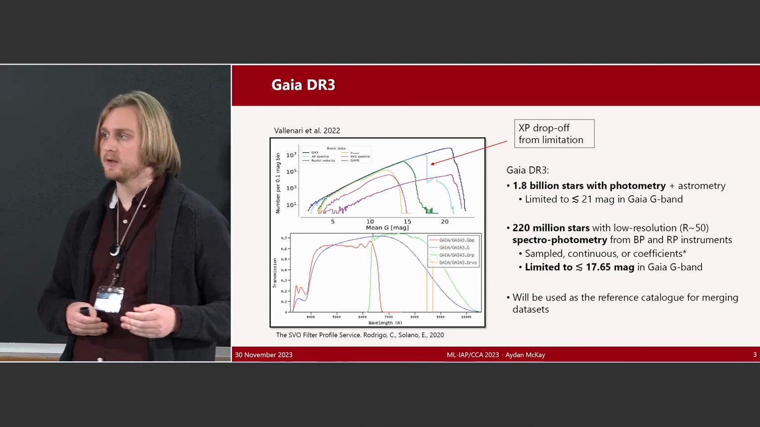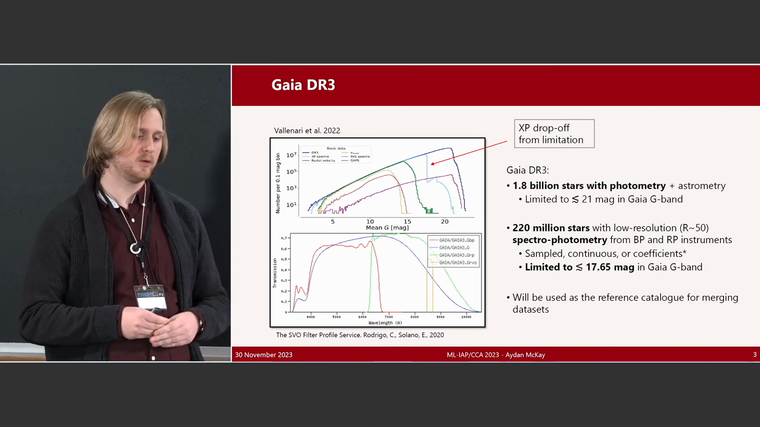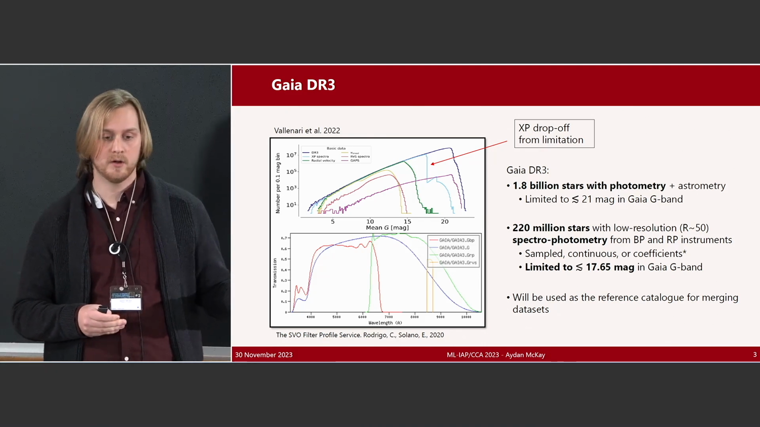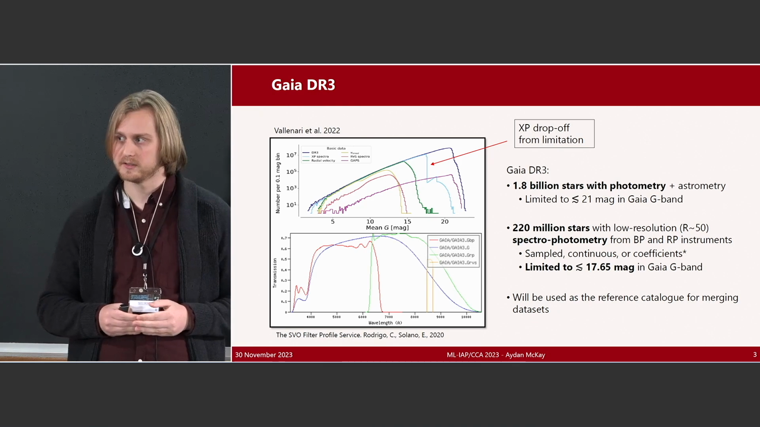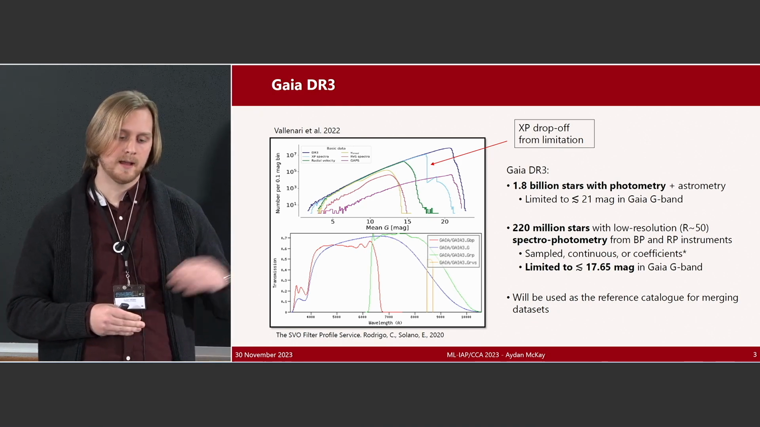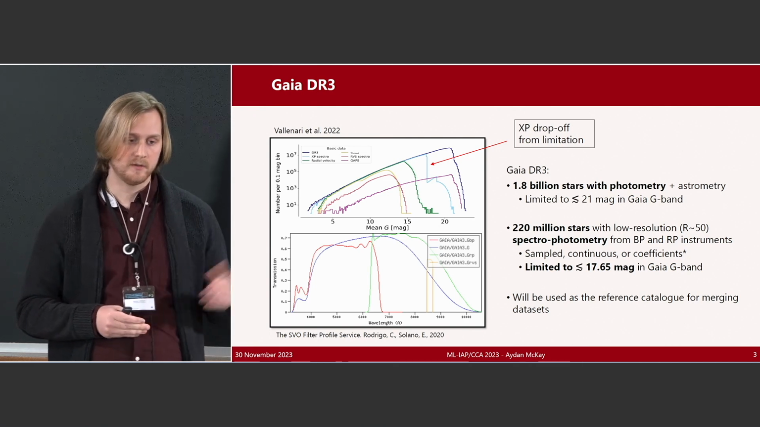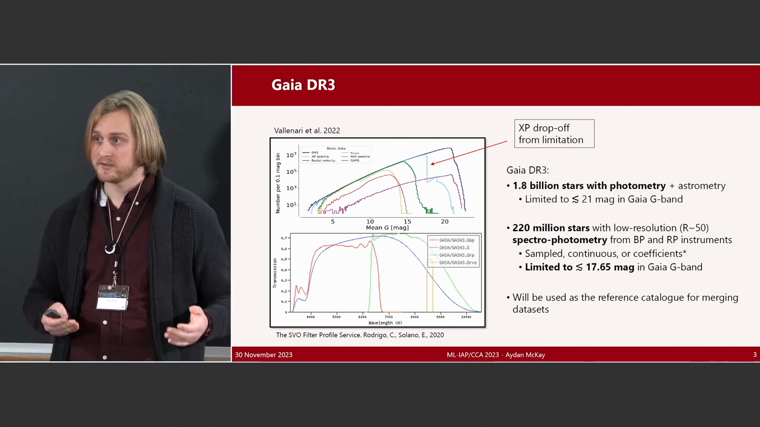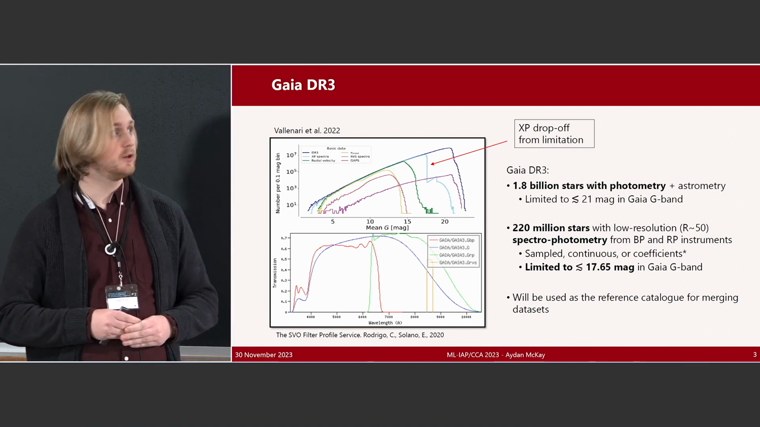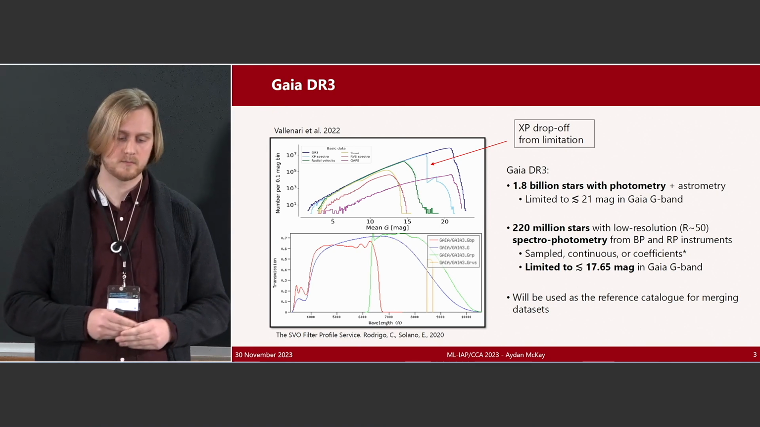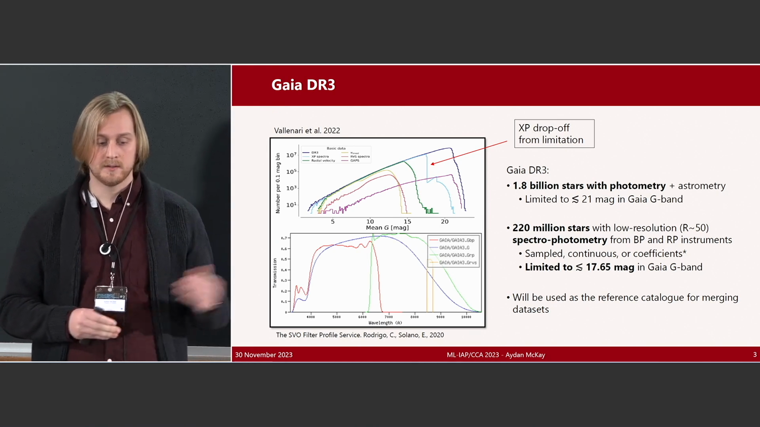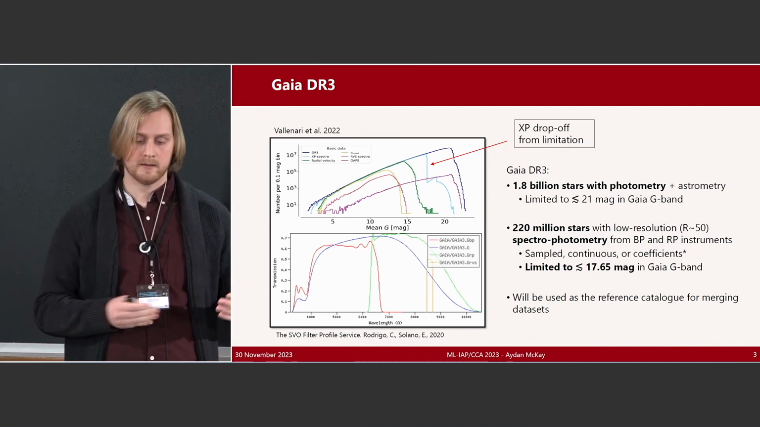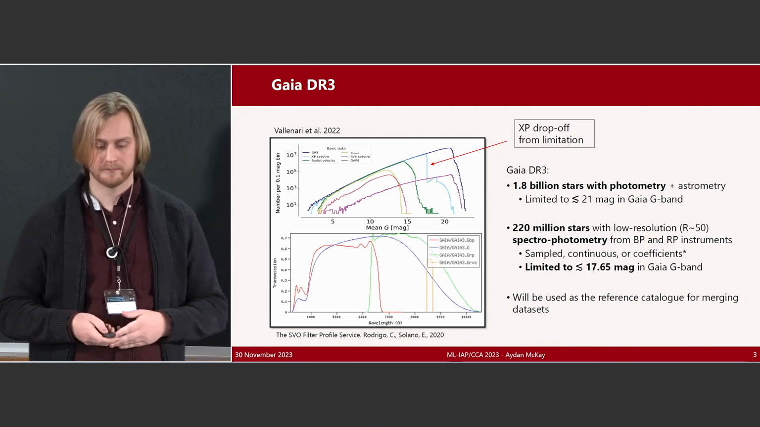With these 1.8 billion stars, 220 million of them were made available with spectrophotometry from the BP and RP instruments. One thing of note is that this data comes in the form of coefficients that fit a basis function that describes the spectrum. So these are different from spectra and photometry. These are for brighter stars than the full Gaia limit, at a magnitude of 17.65 and brighter, but still very useful. Gaia will be the reference catalog, and I will be cross-matching all these surveys onto Gaia for stars at this brightness and above.